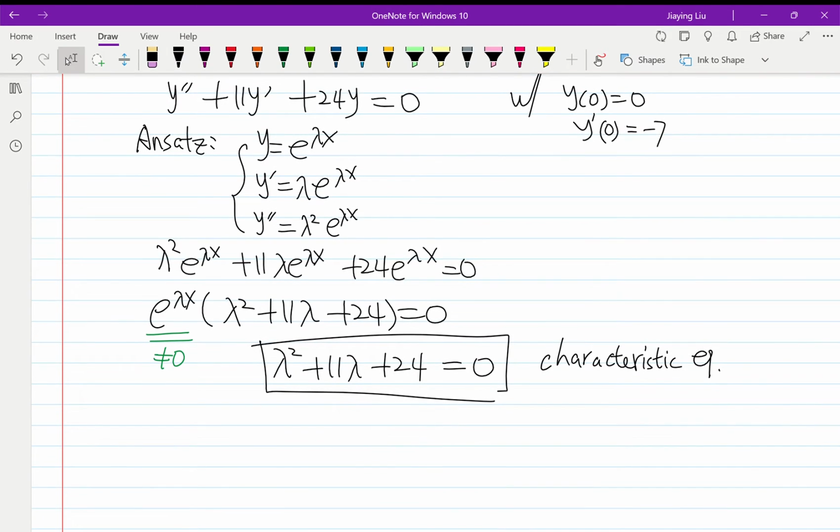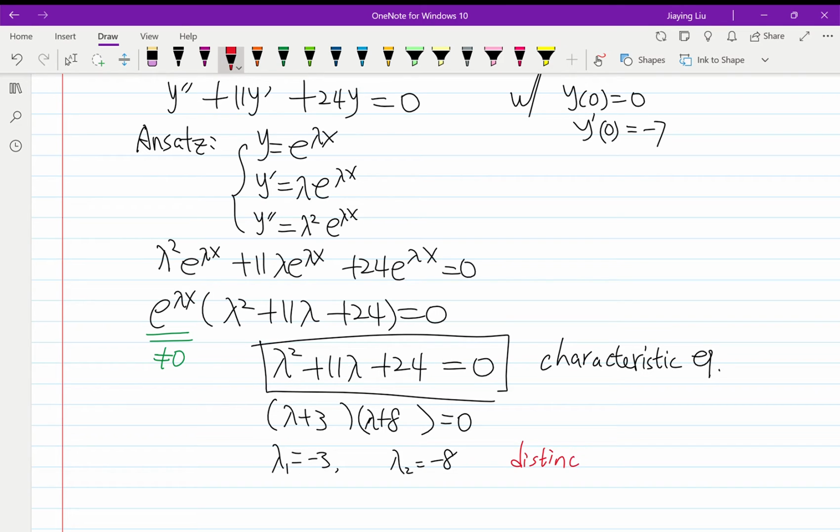We can solve for lambda here. It's really just a quadratic equation. You can either use the quadratic formula or factoring, whichever you feel comfortable with. So that will be lambda plus 3 times lambda plus 8. That gives us lambda 1 equals negative 3, lambda 2 equals negative 8. Those are distinct roots, which is a good thing.